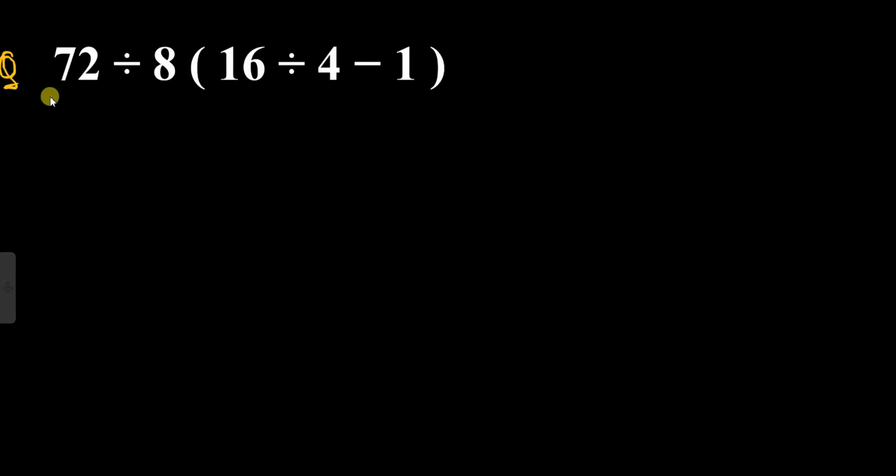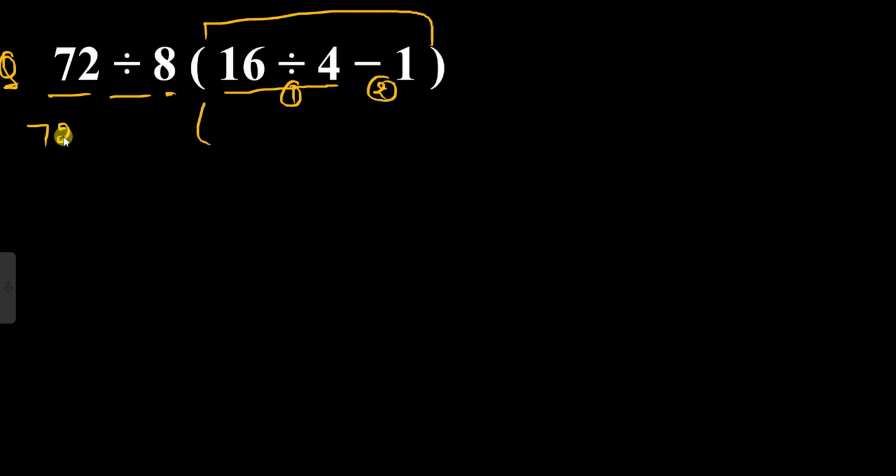The question is 72 divided by 8, and inside the brackets, it's 16 divided by 4 minus 1. First of all, we'll solve the bracket. Inside the bracket, we'll first solve the division, then solve the subtraction. So here, in the bracket, 16 divided by 4, which becomes 4, and then minus 1.